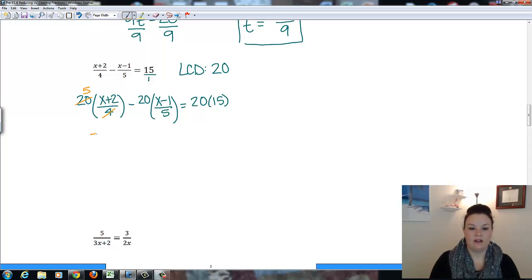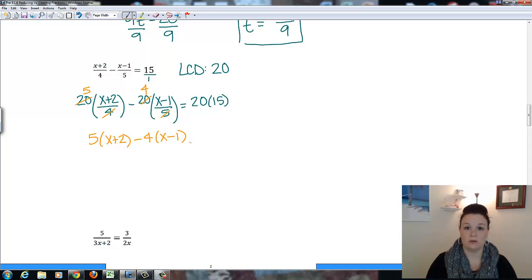I have the 5 left over from when I reduced, and then on top I have this quantity. It's still in parentheses, so that means I'm still going to be multiplying. So I will have to distribute that 5 to both terms. Same thing on the second term, 5 goes into 20 4 times. Don't forget about this negative, the subtraction. So that leaves me with a -4 times the quantity that's left in my numerator, which is x minus 1. And then on the other side, nothing cancels, and 20 times 15 gives me 300.